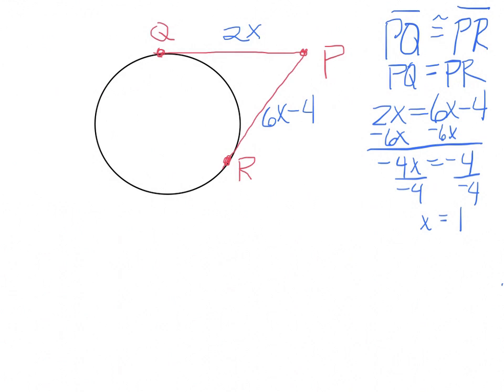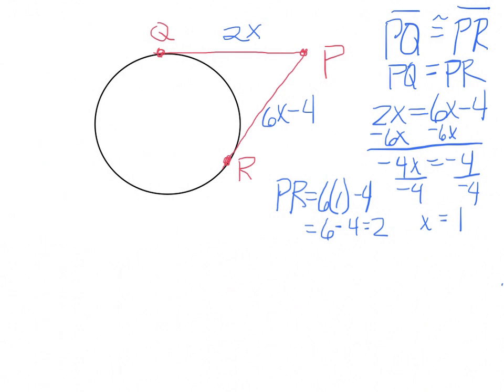So in this case we have solved for x equals 1, and then if you were asked, well, what's the length of PR, then you would substitute 1: 6 times 1 minus 4, and you would find out that PR is 6 minus 4, or equal to 2. And if there were units, then you would attach the units to it. So that's the basic problem, and those are pretty typical.